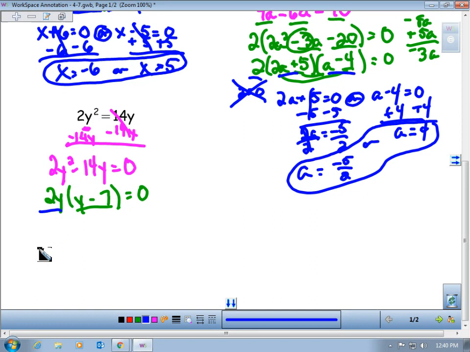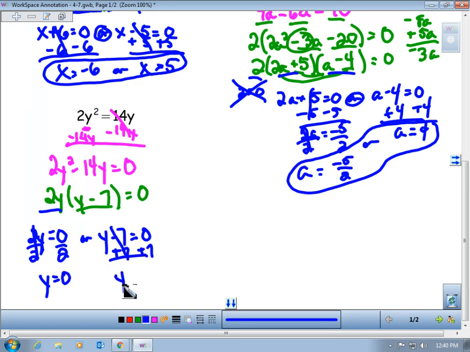So now I'm going to set my factors equal to 0. Now in this case, this greatest common factor can be equal to 0. And it can be equal to 0 because it has a variable here. I'm going to divide by 2. 0 divided by 2 is 0. And then add 7 here. I get y equals 7. So there you go. y equals 0, y equals 7 would be your two solutions to this.